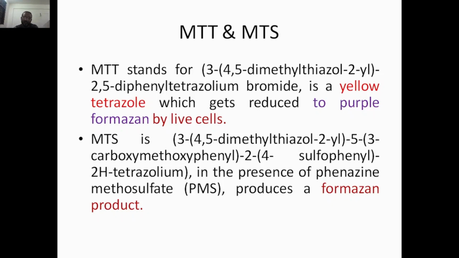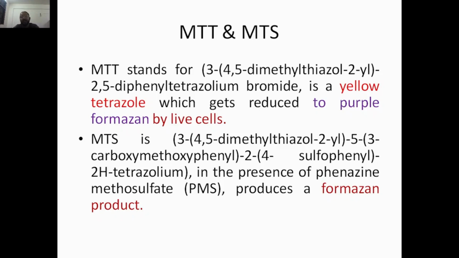This MTT stain is actually a yellow tetrazole which gets reduced to purple formazan by live cells. When you add MTT into the homogeneous solution of cells, the yellow color of the tetrazole will be converted into purple when it interacts with living cells. Only living cells will have that purple color, while dead cells will have a different color. So you can separate the living cells from the dead cells.